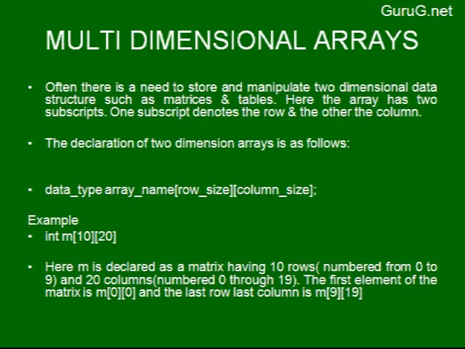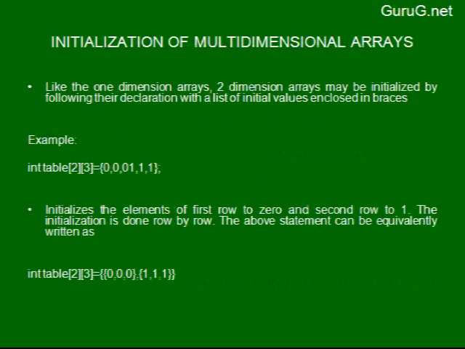Now we will see initialization of a multi-dimensional array. There are two forms. The first form is like this. Suppose you have a two-dimensional array, the first row will be given in open curly braces. First you need to give 0, 0, 0, and then, without a comma, you need to start the second row.